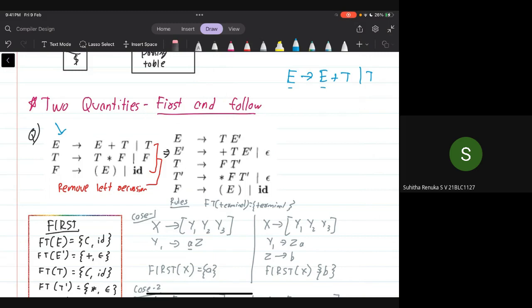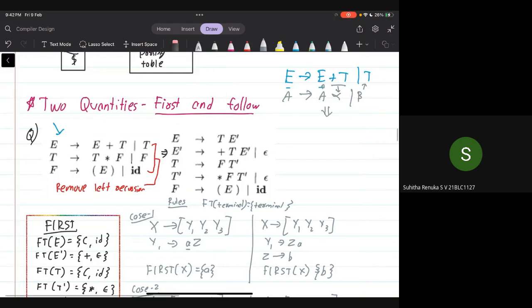See, you have a rule which is A goes to A alpha or beta. So A is E, alpha is plus T and beta is T. So you rewrite this as A goes to beta A dash and A dash goes to alpha A dash or epsilon. So how will you rewrite this?